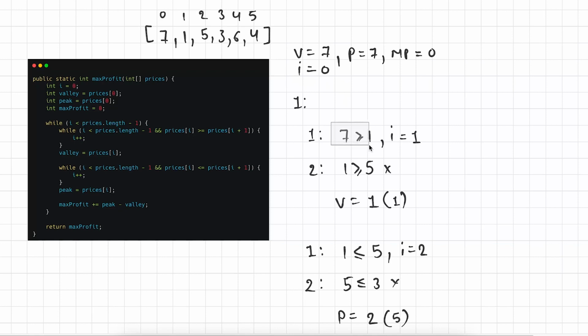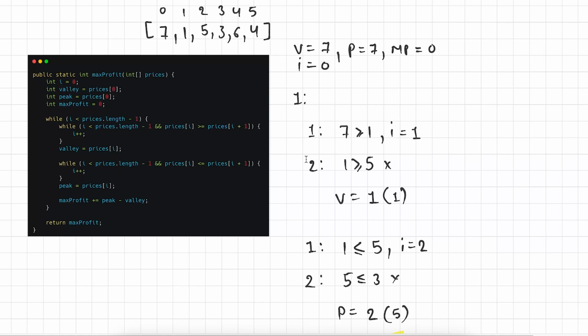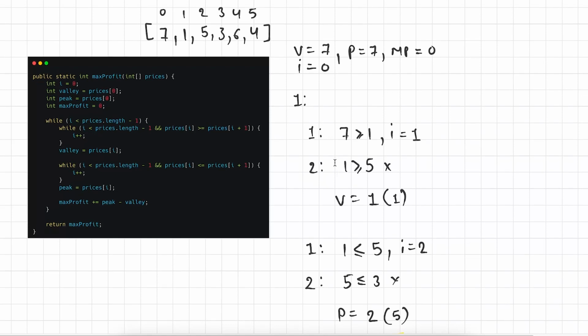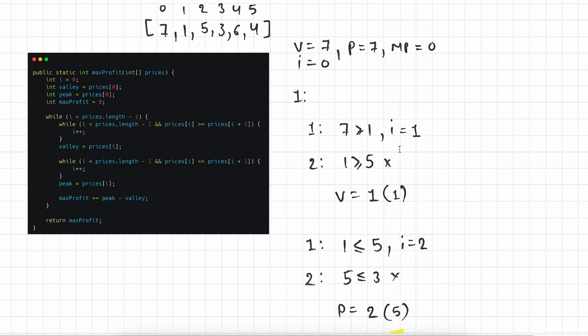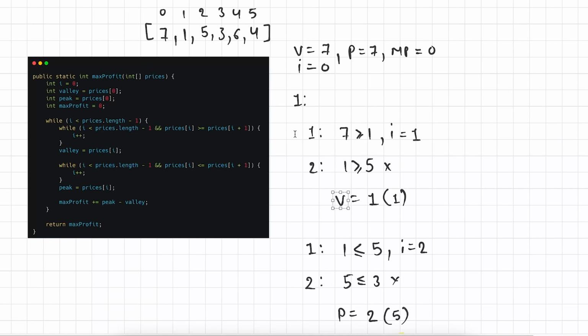So it checks if 7 is greater than 1. Yes, it is. So it increments i by 1, and then in the next iteration our i is 1. So the price at day 1 is 1. So we check if 1 is greater than 5 or not. This time 1 is not greater. So we just stop here, and we assign the value of price at index i to our valley variable. It means we found our first valley, that is 1.